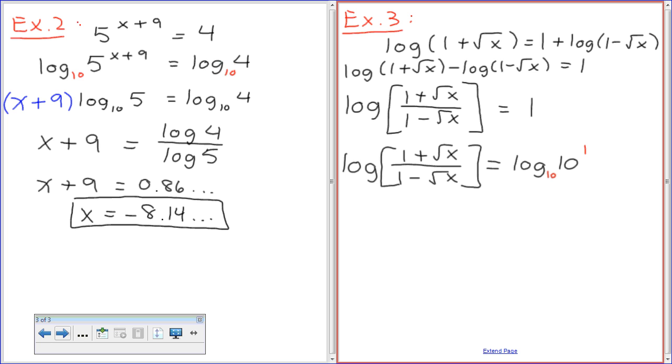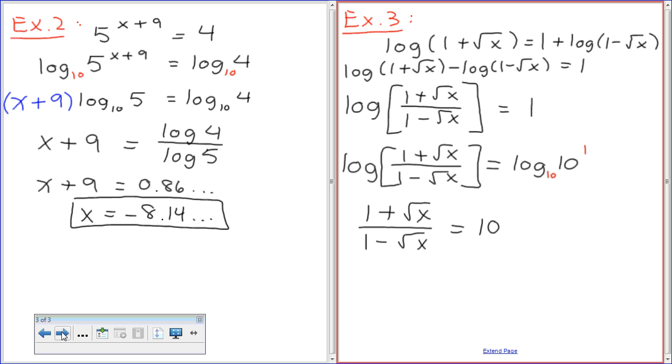Somebody will tell me what to do next. So say, I think you're up. What do we do at this point, if anything? Cancel the logs. So it's going to be 1 plus root x all over 1 minus root x equals 10. Now this is something we can actually solve. Or a little bit easier we can solve. Okay. Now there's no logs, so this is back to grade, I don't know, maybe 10 or 11 question at this point. Can you be brave, please?